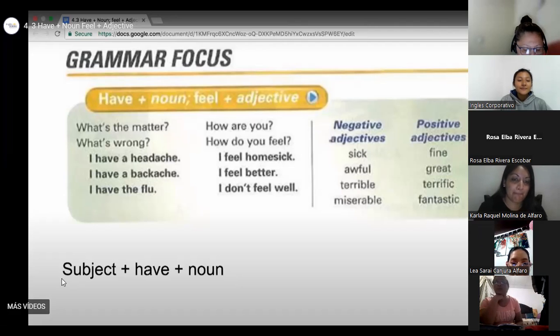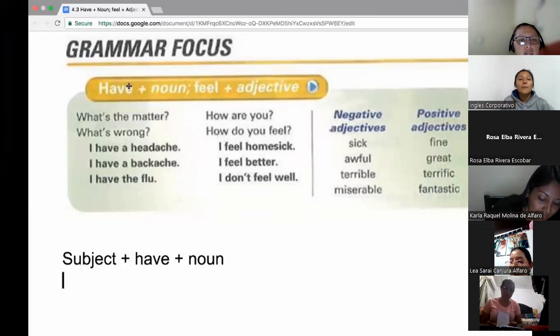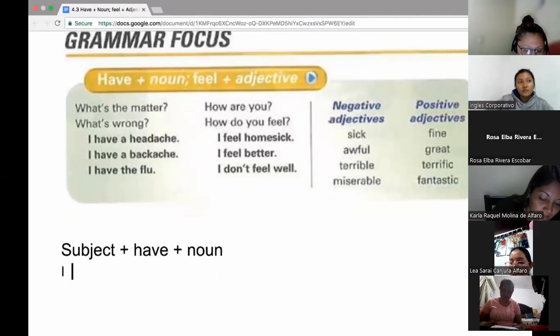Pay attention, please. Explaining the examples on the left-hand side of this chart. How to form statements with have plus noun. We can follow this formula to do that. Subject plus have plus noun. Let's analyze the first example. I have a headache. The subject is I. Then we need to put have. Finally, we include a noun, a headache.